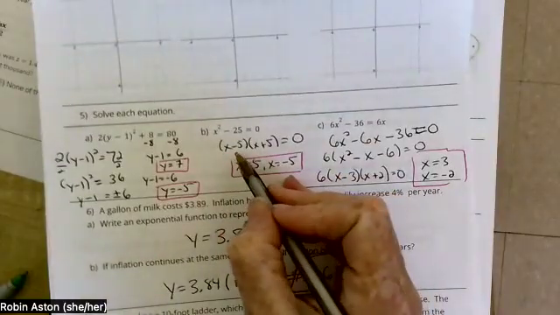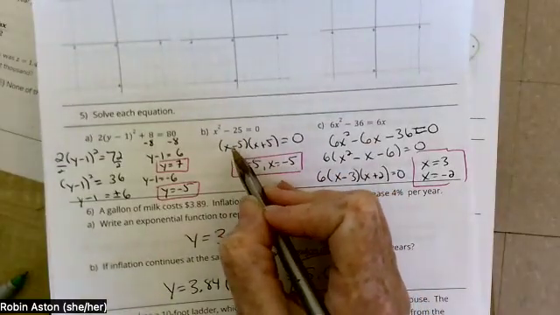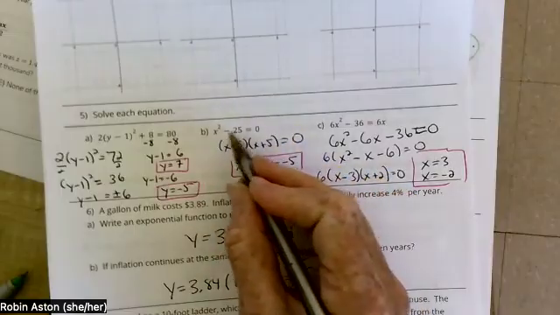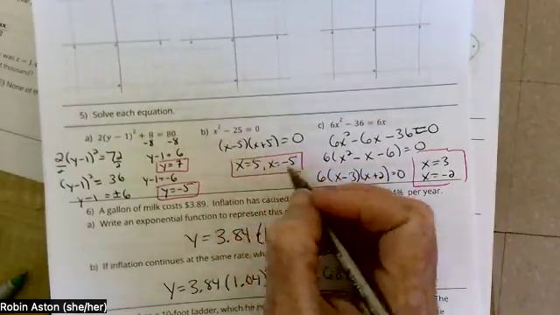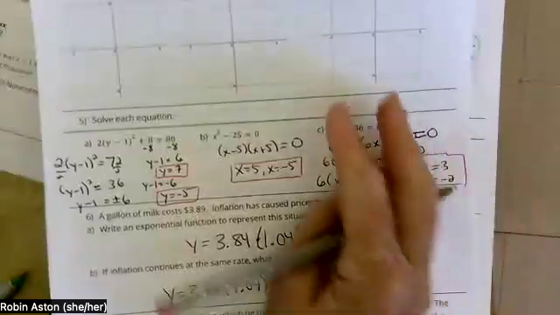For this one, I decided to factor. This isn't the only way to do that, but I did x minus 5, x plus 5. So this is a difference of squares pattern. So I get x equals 5, x equals negative 5.